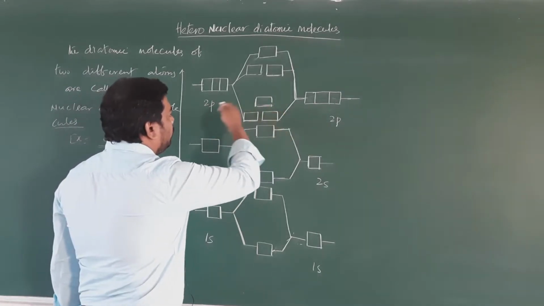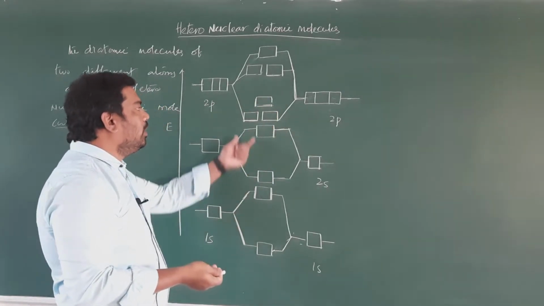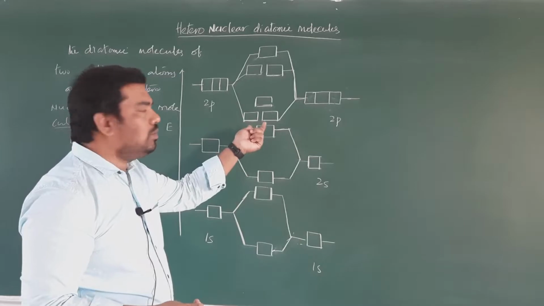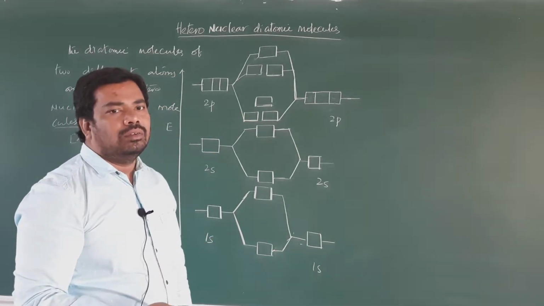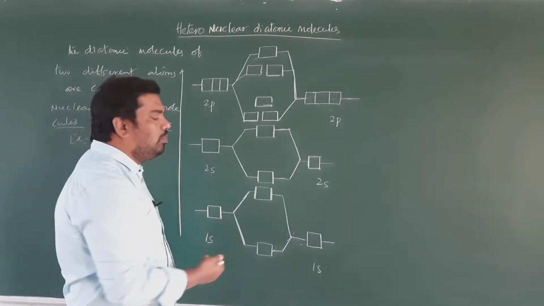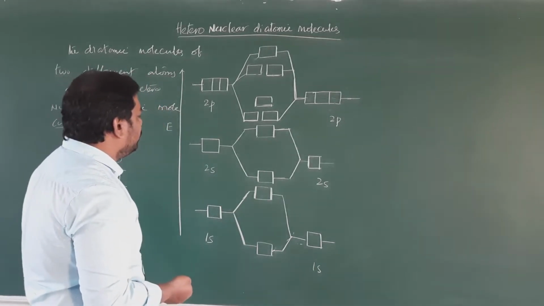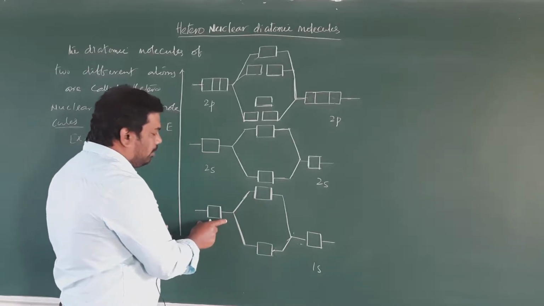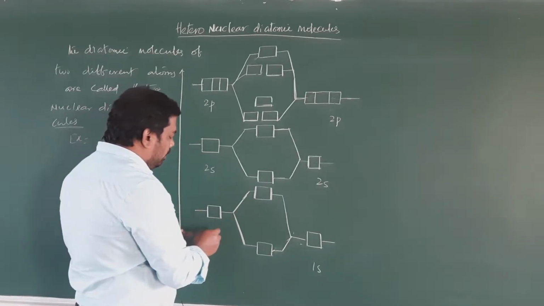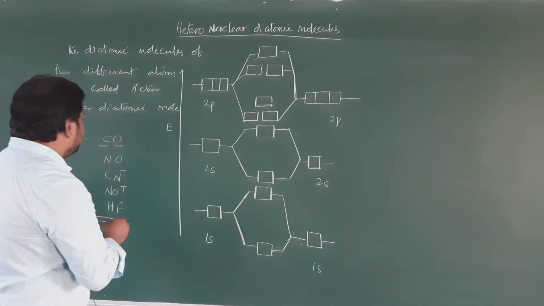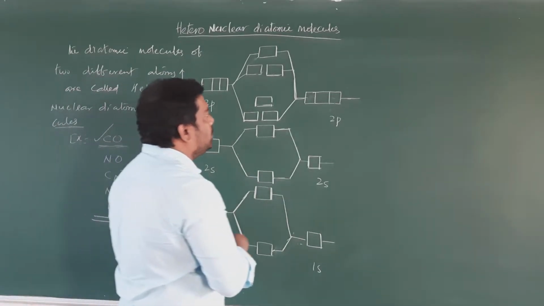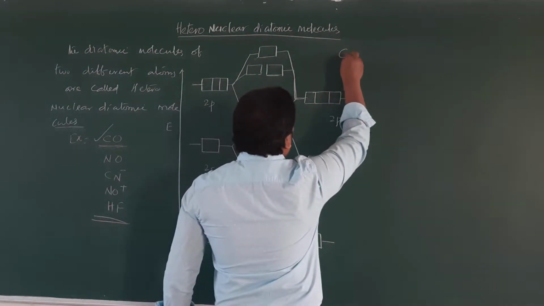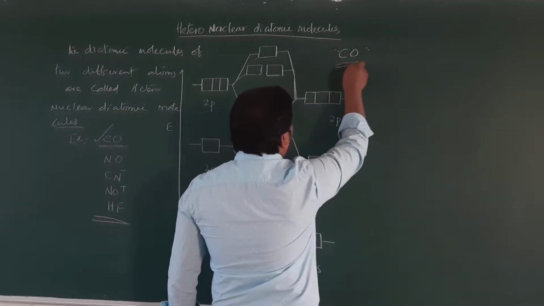Combining 2p and 2p, we already know we have two rules: one for systems up to 14 electrons and one for systems below 14 electrons. So we will discuss that. Here you can see the difference between these two atomic orbitals. For example, we will take the CO molecule, that means the construction of the molecular orbital energy level diagram of CO.